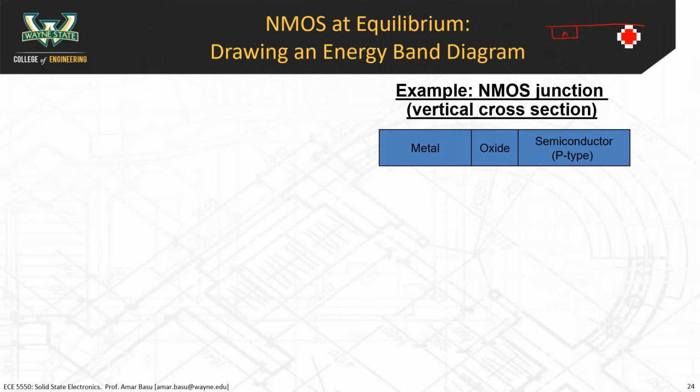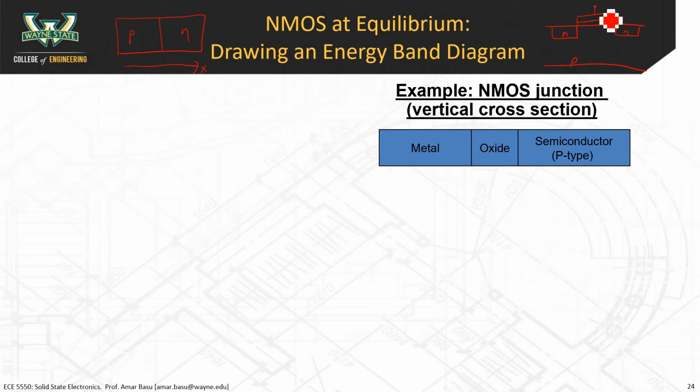Let's say you have an NMOS device like this, P-type substrate down here, and then you have your gate up here. When we were doing diodes, let's say we had a P-type material and an N-type material. We were drawing the energy band diagrams with the X position going from P-type material to an N-type material. So we were drawing the energy band diagram as you transition from the P-type to the N-type material.